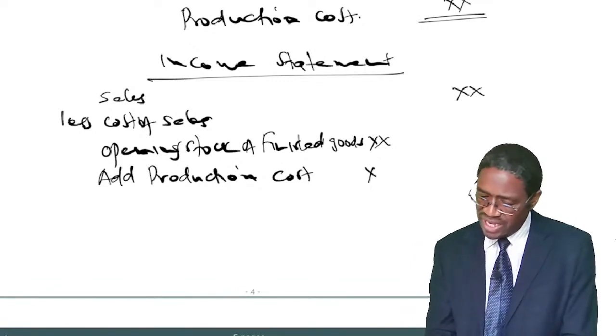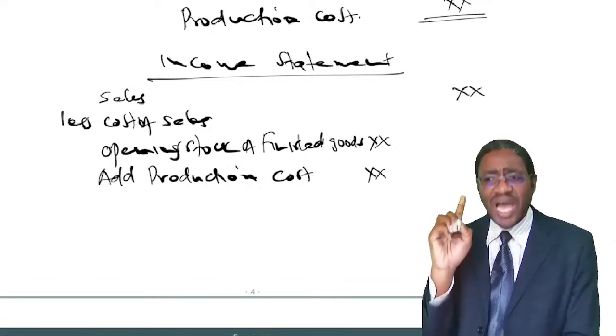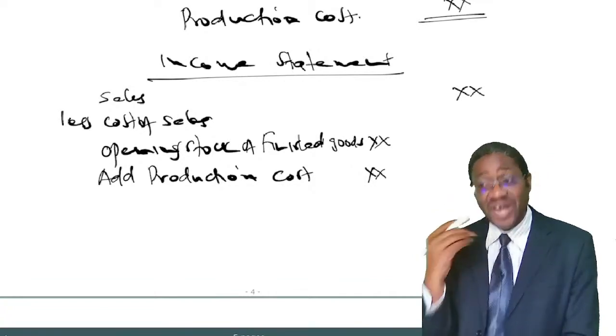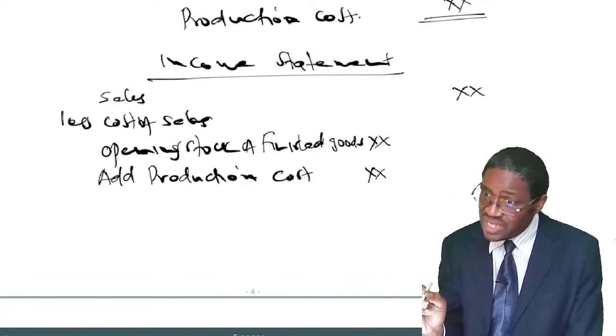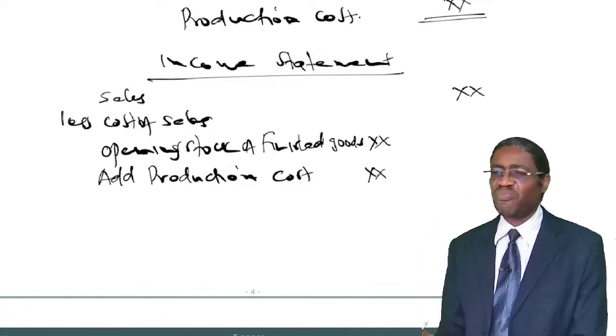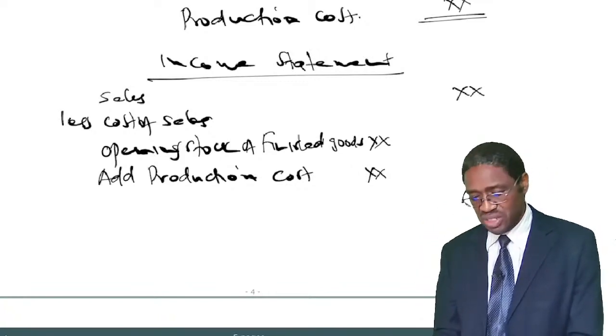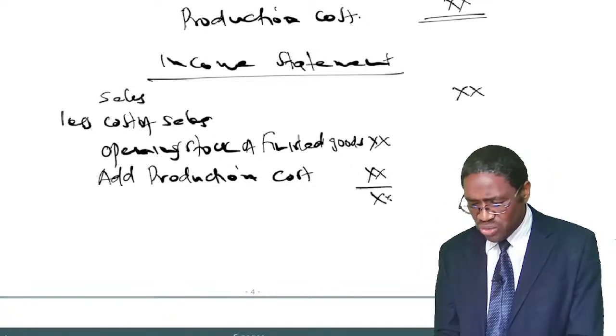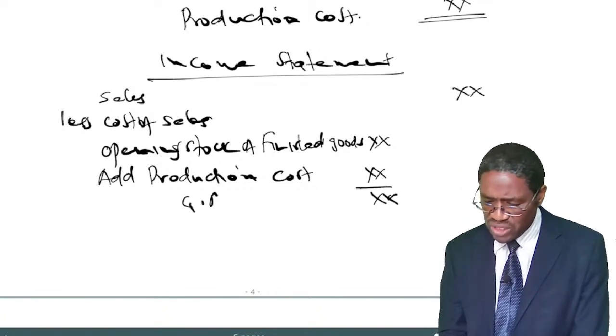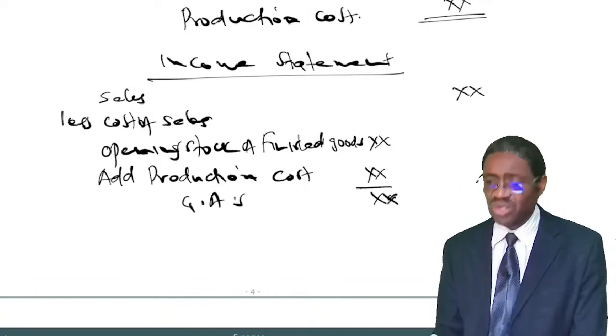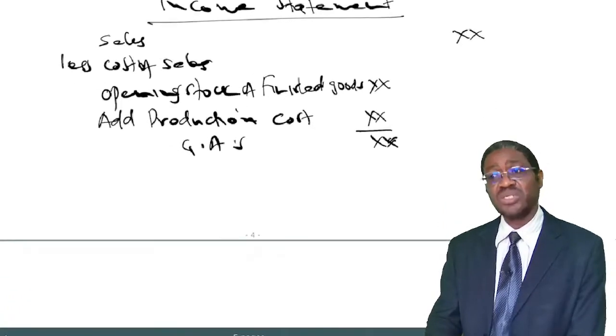So you take that amount, whatever production cost you got in your manufacturing account, I am saying that should take the place of purchases in the income statement. Good. Then you get what we normally call the goods available for sale.